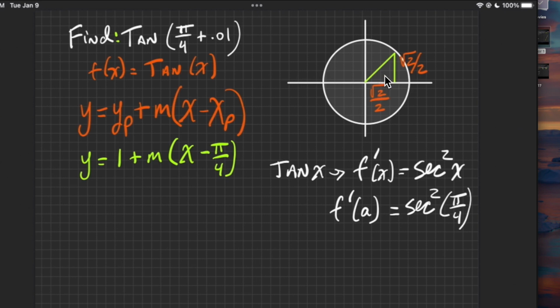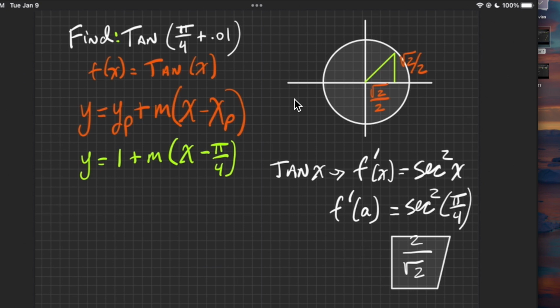We're still at pi over 4 here on our unit circle. The secant is 1 over the cosine. Our cosine is the x-coordinate of the unit circle. So if our cosine is square root of 2 over 2, the secant is going to be 2 over the square root of 2. That's the secant of pi over 4.